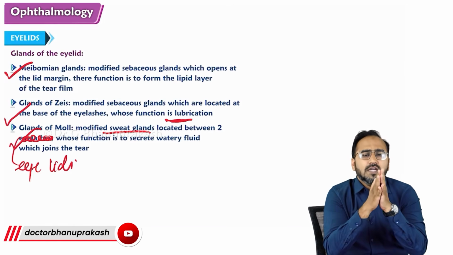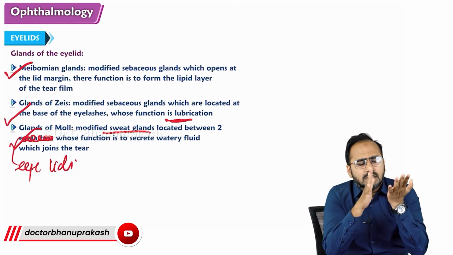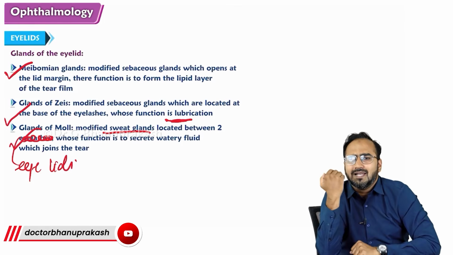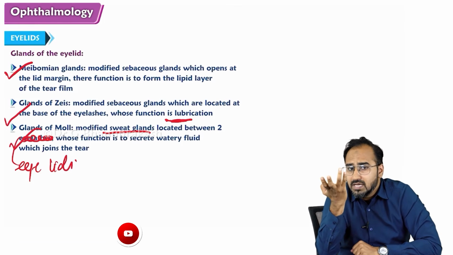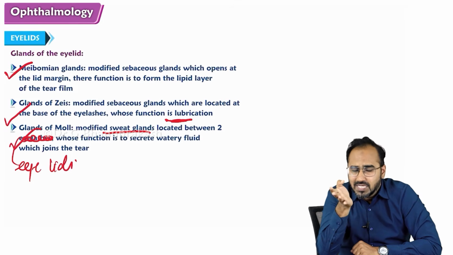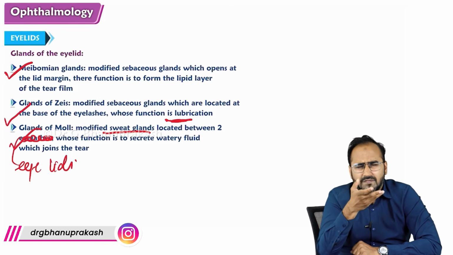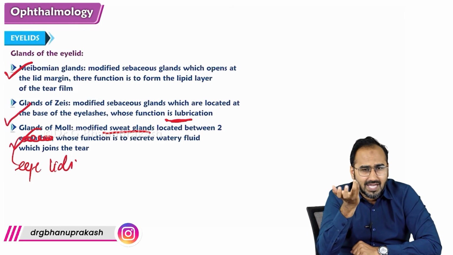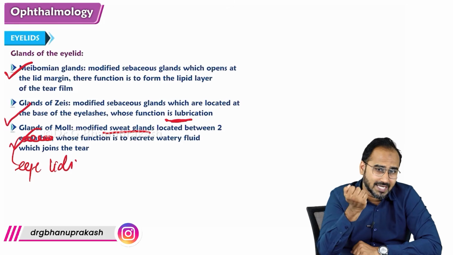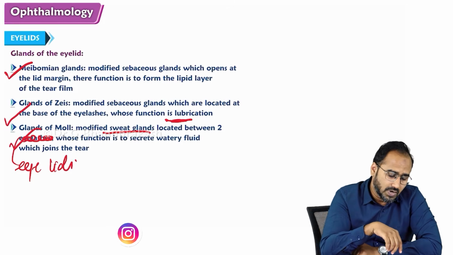So once again, guys, we are discussing three glands which are present in the eyelids. One is what, guys? Meibomian gland, that is helping in the formation of meibum, right? That is helping in the formation of the lipid layer. That is our modified sebaceous gland. All three are modified sebaceous. Then glands of Zeis. They are present at the base of the eyelashes. The function is to lubricate the eye. The third is glands of Moll.